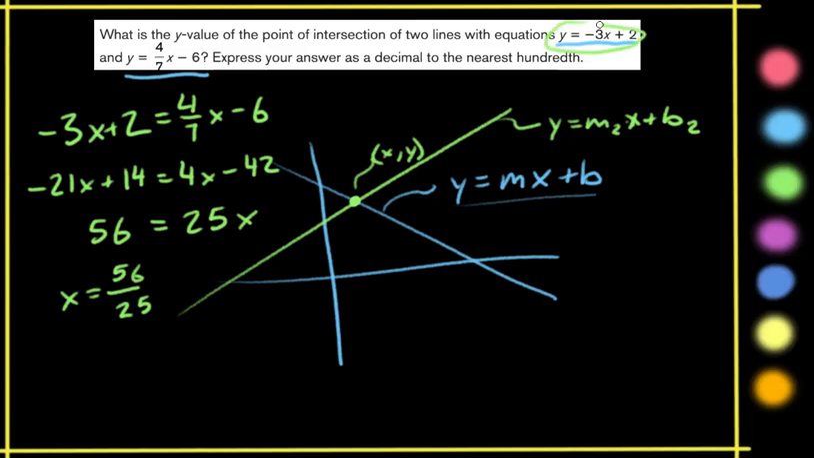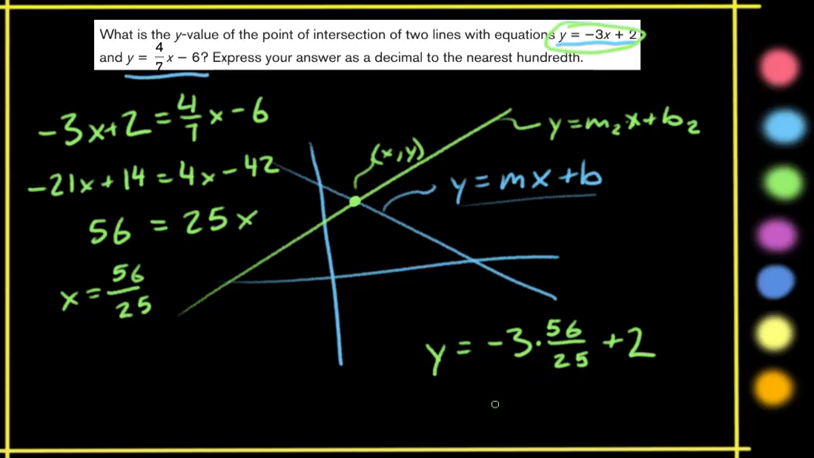And now I can plug that x value into one of these. I think I'm going to pick this one. It seems a little easier. So I get y equals minus 3 times that x value, which is 56 over 25. So these are getting multiplied by each other. And then I'm going to add 2 to that, all right?